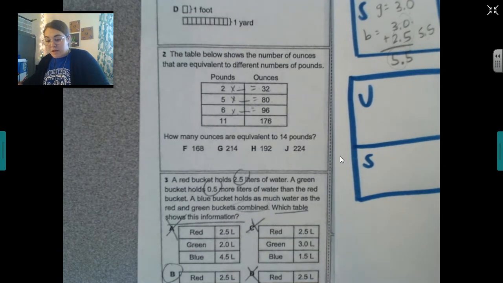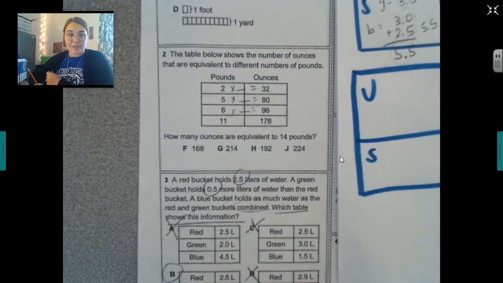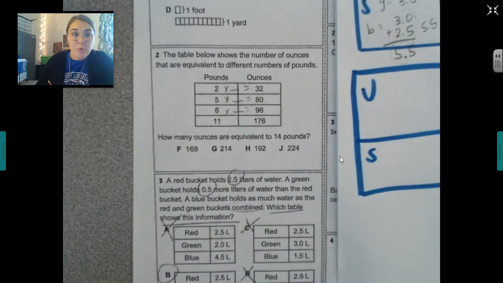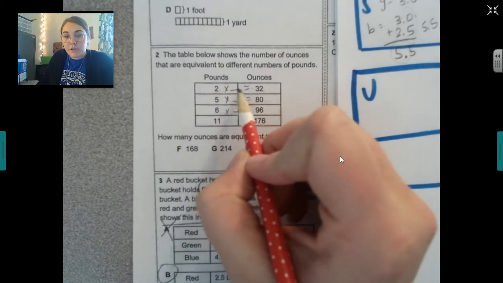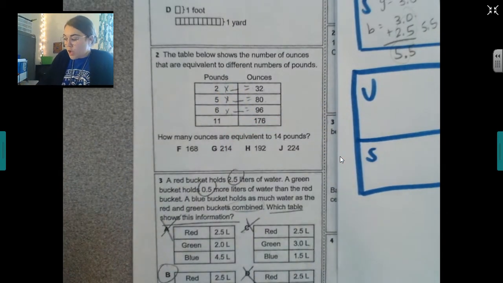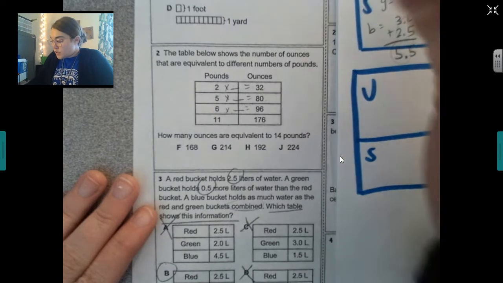So again, pounds and ounces don't matter. This is an input-output table question. Your conversion chart doesn't matter. You just need to know your input and your output. You need to know the rule. So 2 times what is going to give you 32? So here's what I would do.